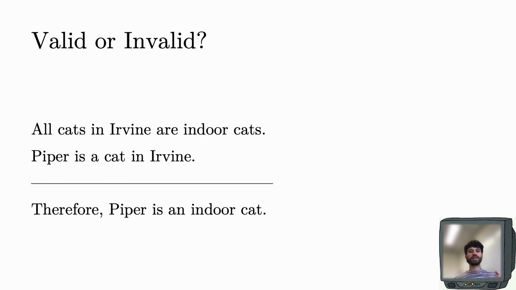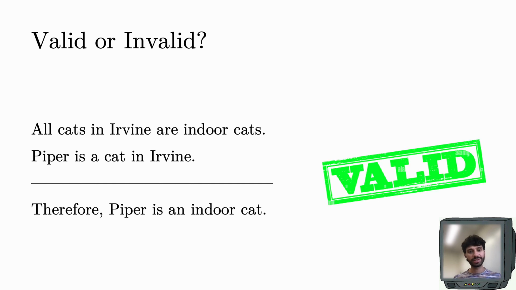Why? Because let's try to think. Is it possible for Piper not to be an indoor cat and the premises to remain true? Well, let's say Piper is an outdoor cat. Then it wouldn't be true that all cats in Irvine are indoor cats because Piper is a cat in Irvine and we said she's an outdoor cat. So that wouldn't be possible. So this argument is valid.